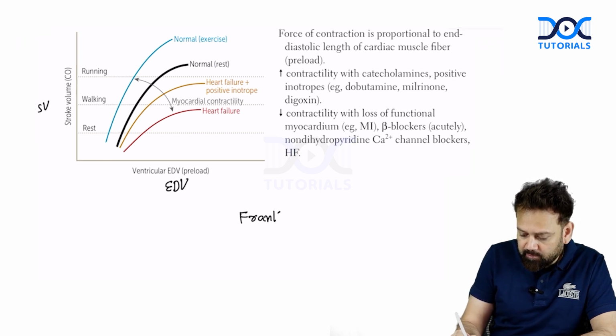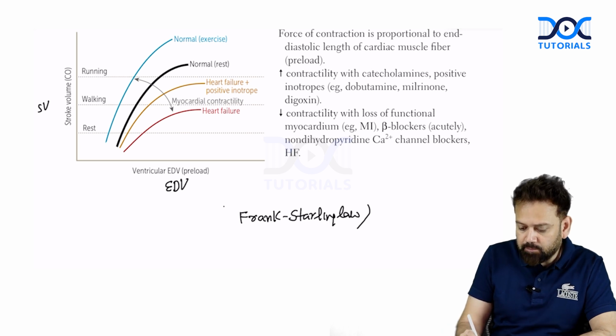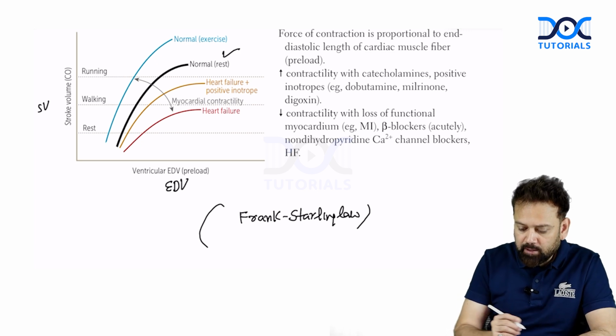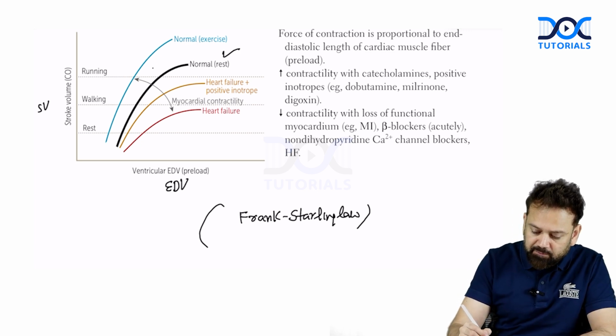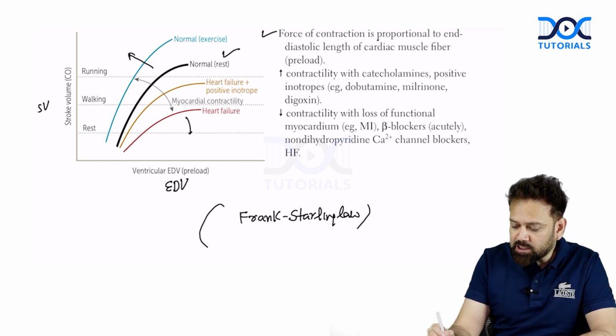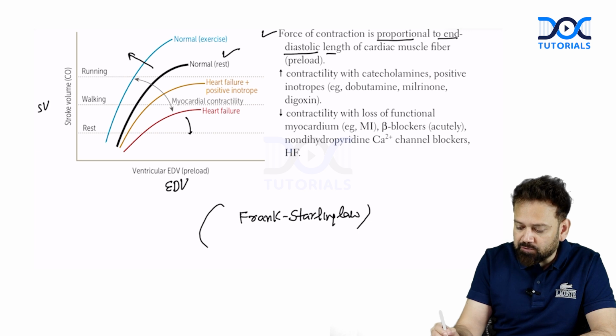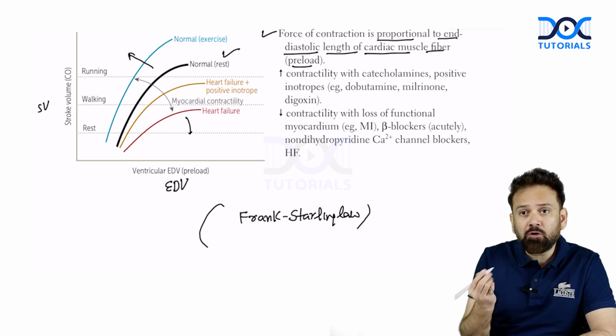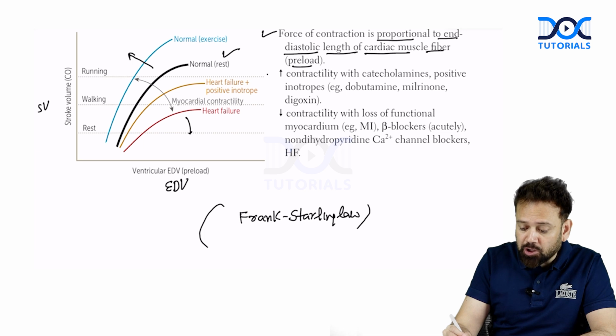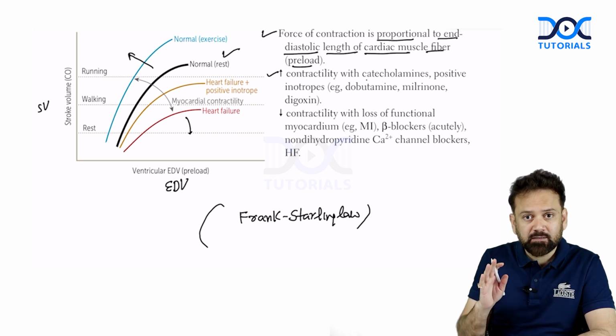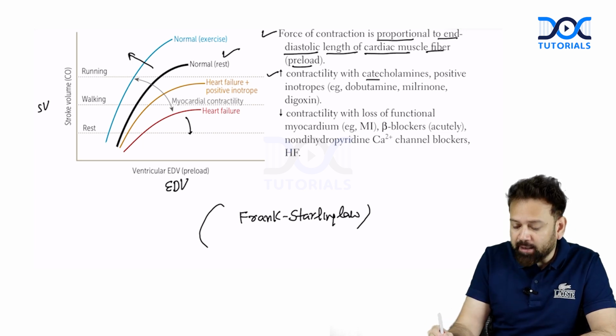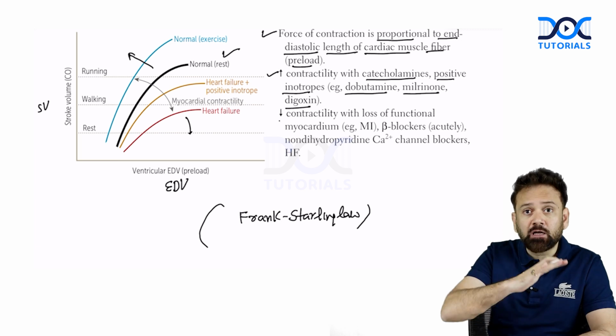Frank-Starling law. Okay. This is normal. And if you are increasing force of contraction, it will be on this side. If you're decreasing, this will be on this side. Now, force of contraction is proportional to end diastolic length of cardiac muscle fiber or preload, which law? Frank-Starling law. Increased contractility: we have discussed so many factors, for example, catecholamines or positive inotropes like dobutamine, milrinone or digoxin, they will shift the curve towards the left.